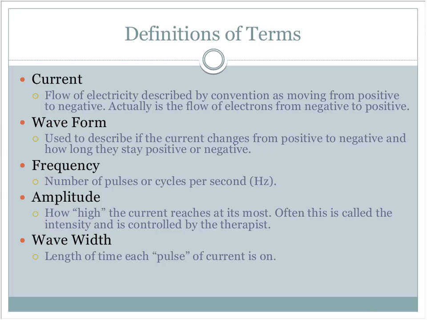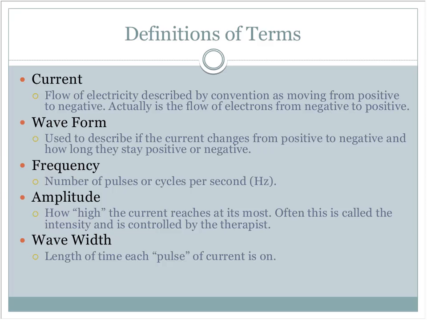So the next one is amplitude, and that basically is describing how high the current reaches at its most. So in other words, what's the peak of the amplitude of the wave? Now, that does get a little confusing because a lot of times in therapy, we will describe amplitude as the same as intensity. So just be aware of that.